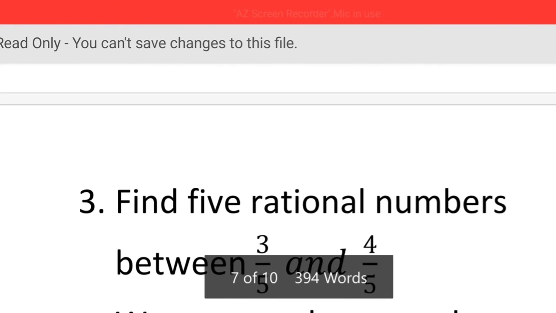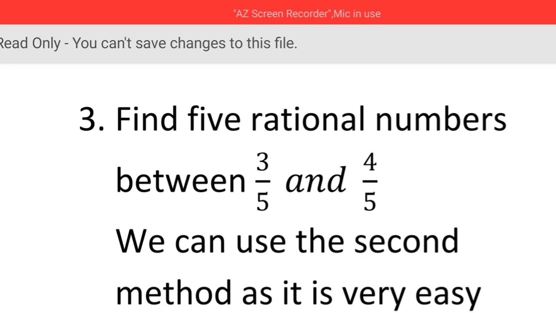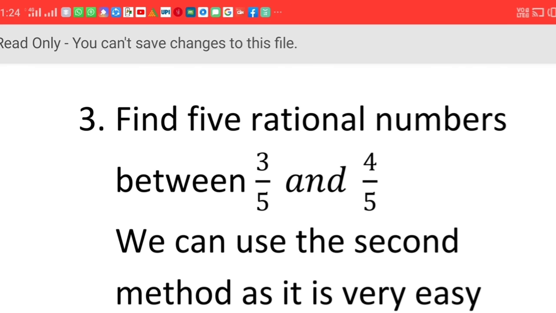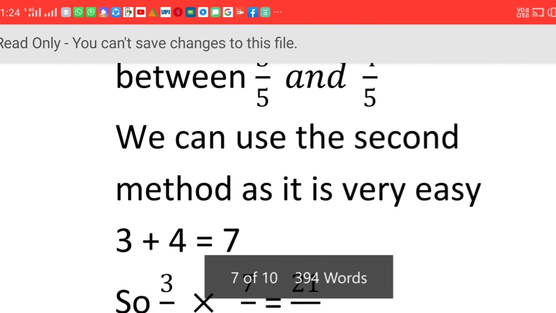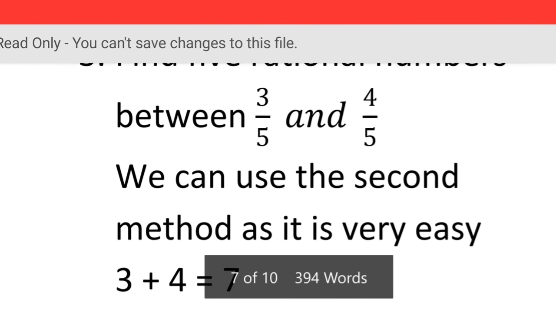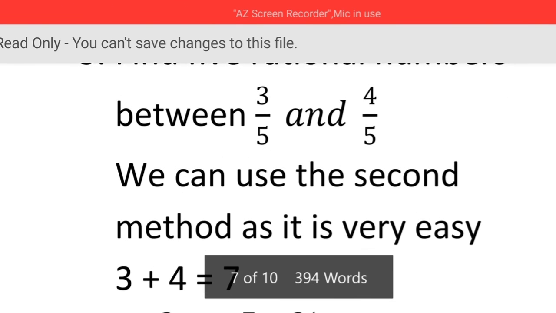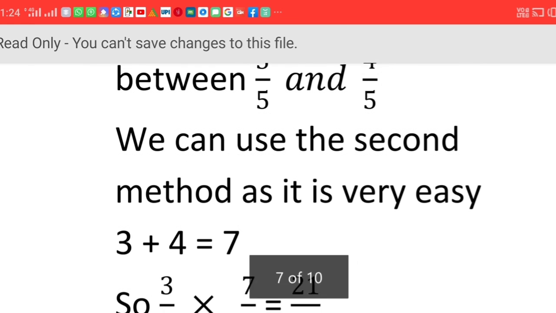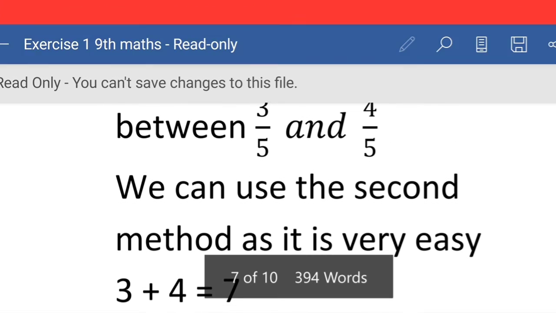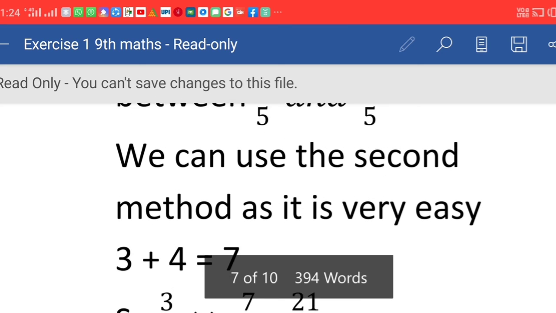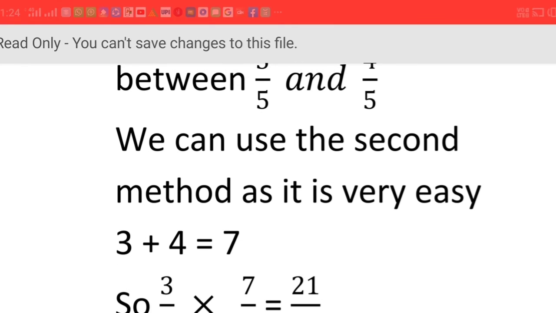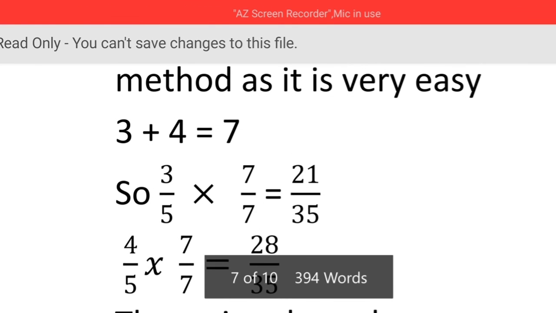Okay, third question. Find the 5 rational numbers between 3 by 5 and 4 by 5. We are using the same method that I used in the last question. We can use the second method as it is very easy. So 3 plus 4, adding the numerators, you will get 7. Then 7 by 7 से दोनों numbers को multiply करना चाहिए.